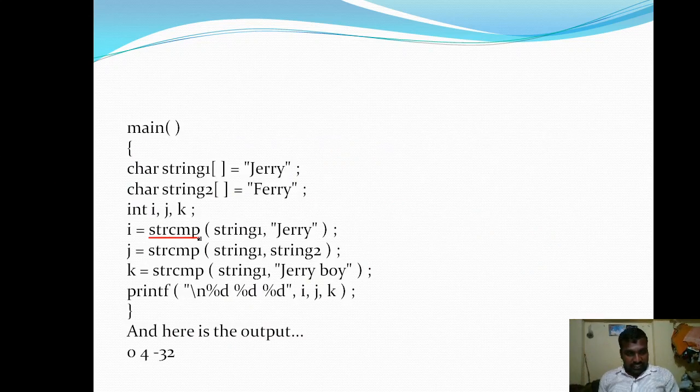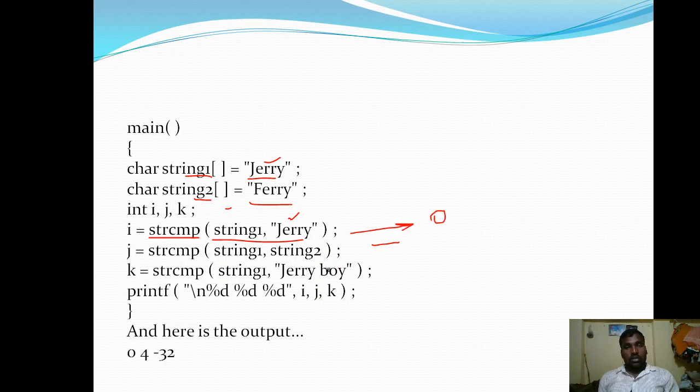Here string1 and string2 are Zerry and Ferry, and i, j, k are some temporary variables. In i, I am going to store the result of the string comparison function strcmp, and I am supplying string1 and Zerry. The value of string1 is Zerry, and here I am typing the string Zerry. I want to compare string1 with Zerry, so it is going to return 0.